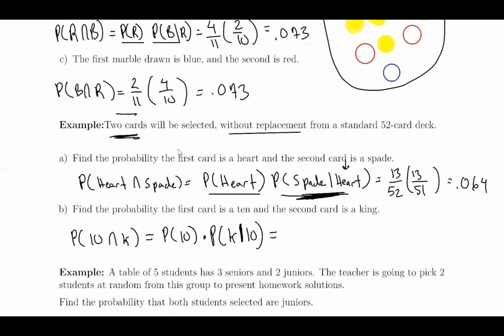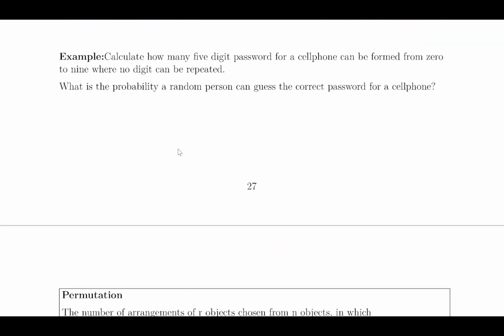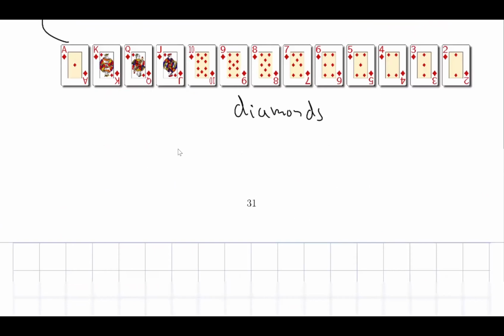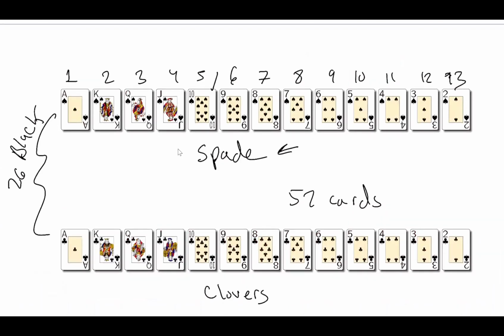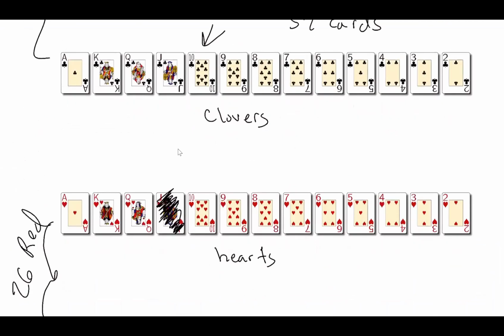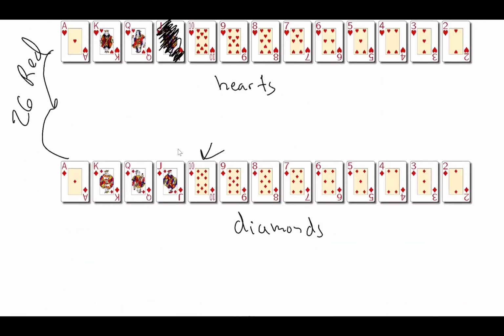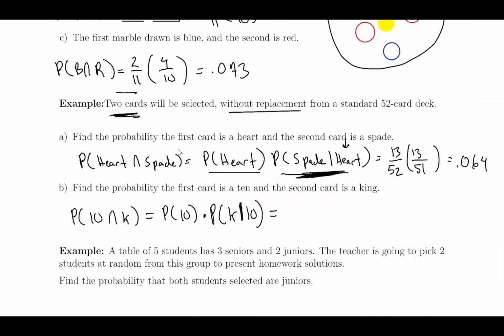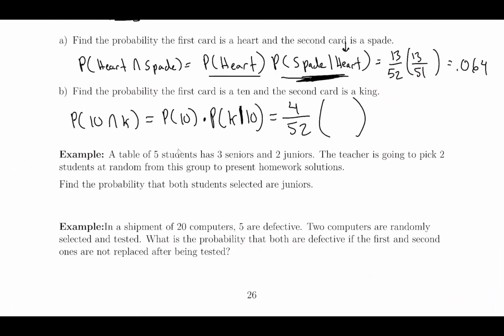So let's go back to that chart and see how many 10s I have. Oh, good job, Stephanie. You got it. All right. So if you look at it, I have 1 ten, 2 tens, 3 tens, 4 tens. So you have 4 tens. So I have 4 tens out of 52. Now we want to find the probability we get a king given the first one was a 10.